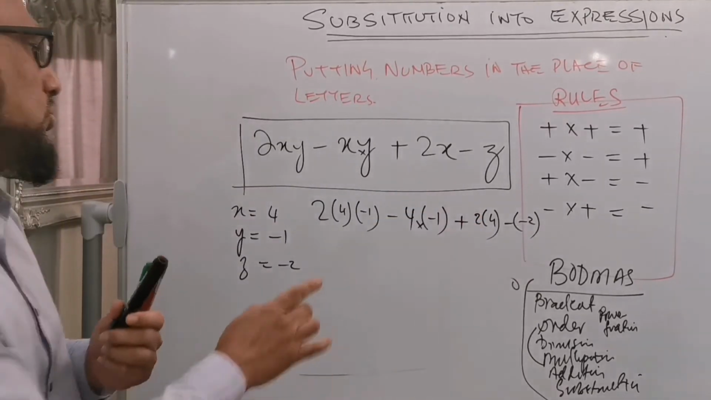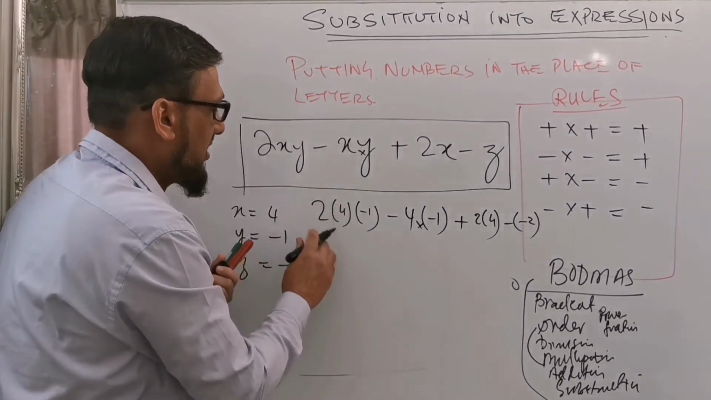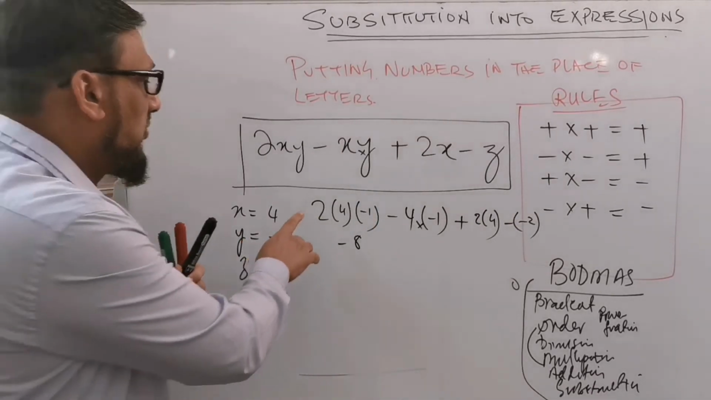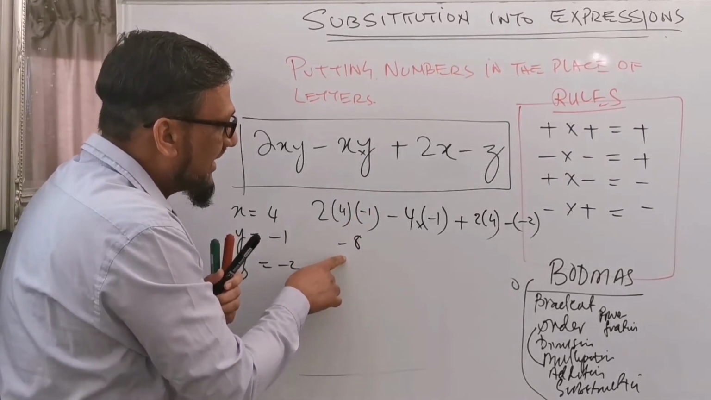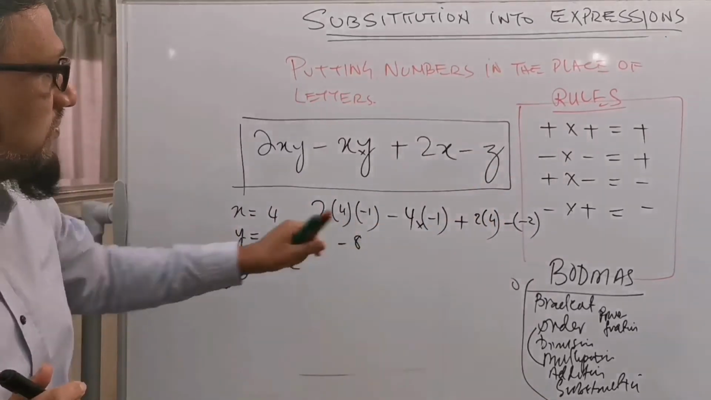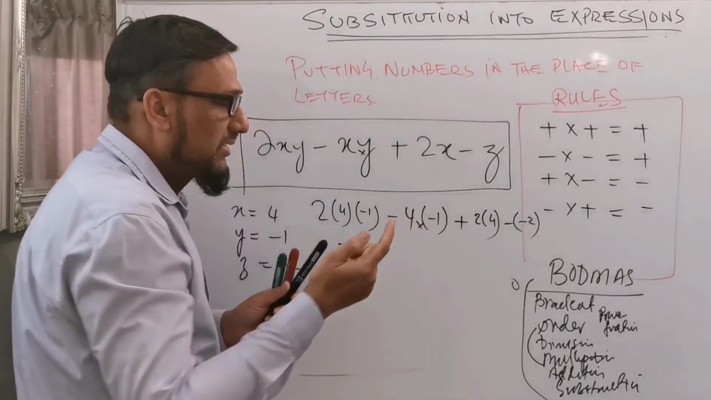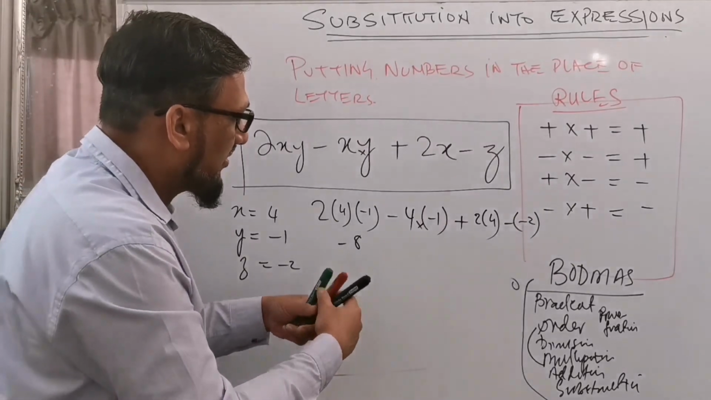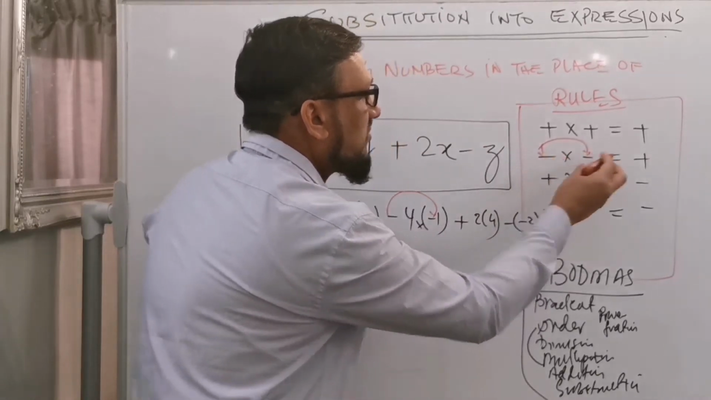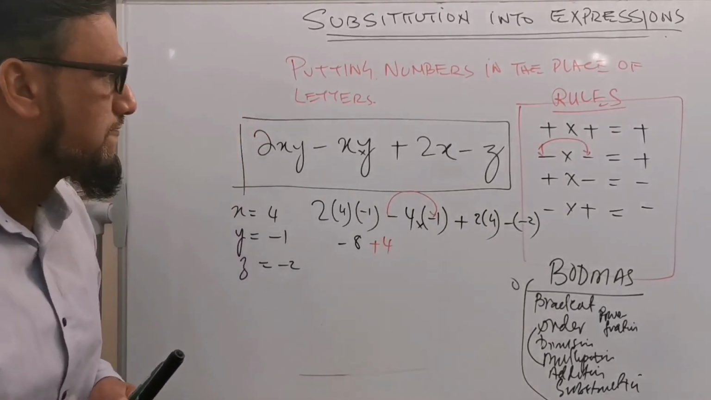2 times 4 is 8, and 8 times 1 is 8, and the sign is plus times minus, which is minus, so the sign is changed to minus 8. And now again, 4 times 1 is 4, but look at the sign here: this minus times this minus becomes plus. So 4 times 1, 4.